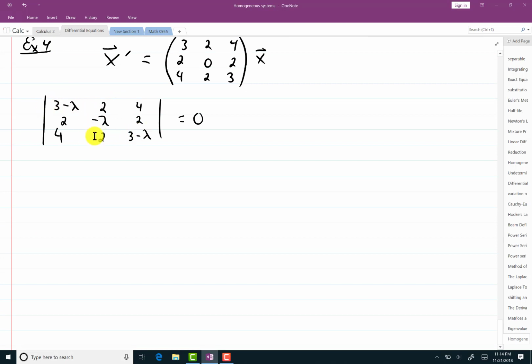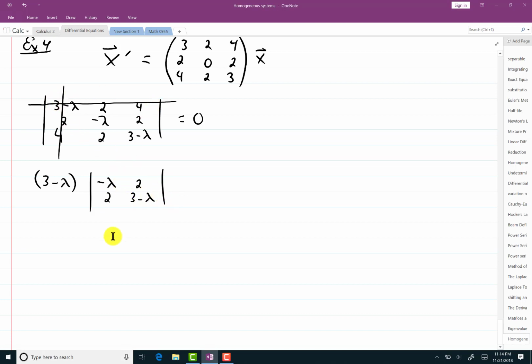I just have to pick a row or a column, just for the purposes of being a little different than I was before. I think I'll go across the first row, and then you'll still do the same stuff. Cancel the first row and the first column. You have 3 minus lambda, times whatever's left: negative lambda, 2, 2, 3 minus lambda.